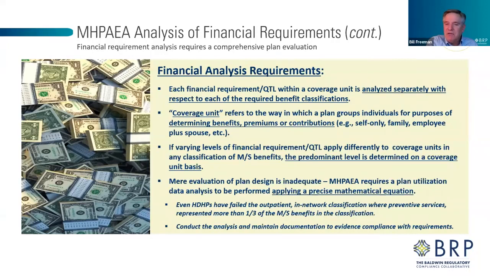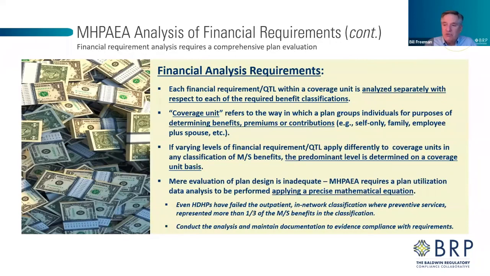Jason mentioned that mere evaluation of plan design is inadequate. You can't look at your schedule of benefits and say, we have a $40 copayment outpatient in-network for medical, surgical, and a $40 copayment for mental health. That's not going to be enough. Under the law, you're going to have to do data analysis, and you're going to have to apply mathematics to it so that you can justify it to the DOL should they come knocking at your door.